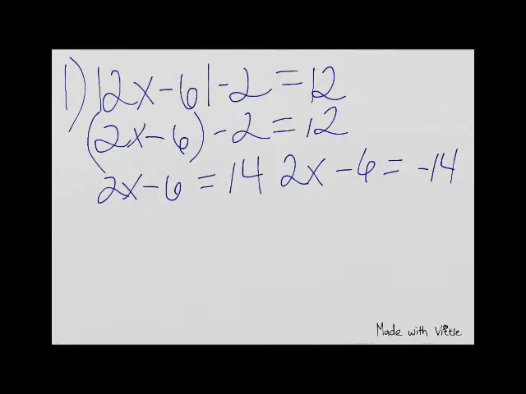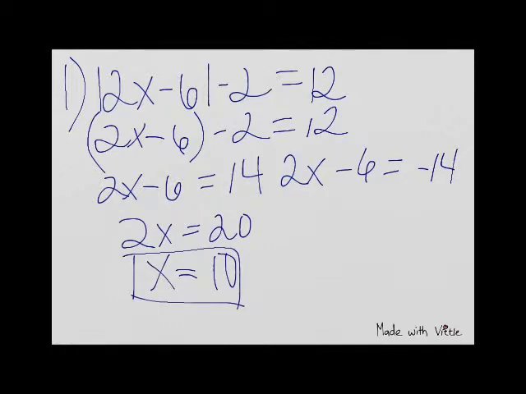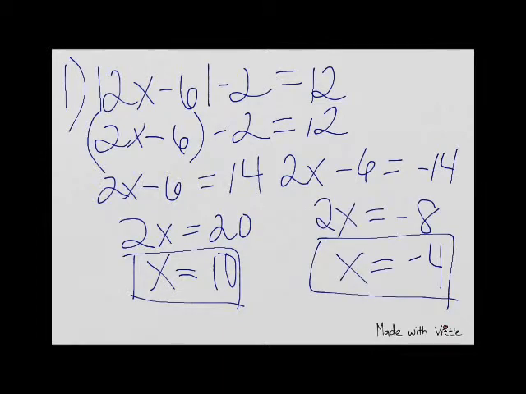So then you're left with 2x minus 6 equals 14, and 2x minus 6 equals negative 14. On the left equation, you're going to add 6 to both sides, so you're left with 2x equals 20. Then divide by 2, and you get x equals 10. That's one of your answers. On the right equation, add 6 to both sides again, and you get 2x equals negative 8. Then you get x equals negative 4 when you divide by 2.